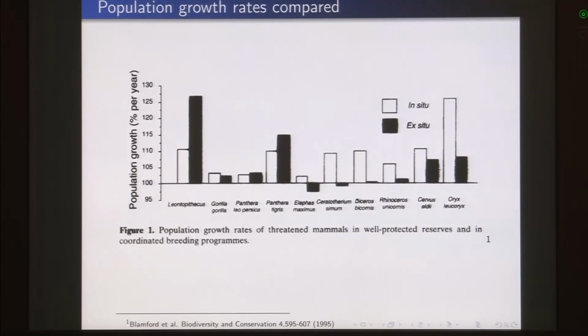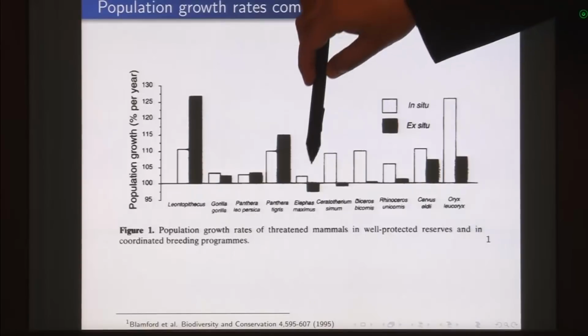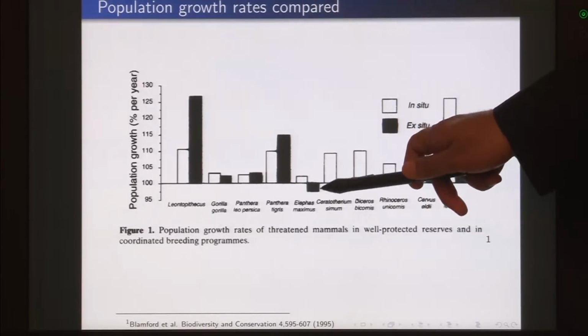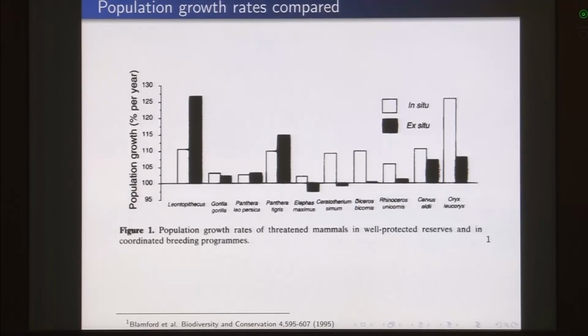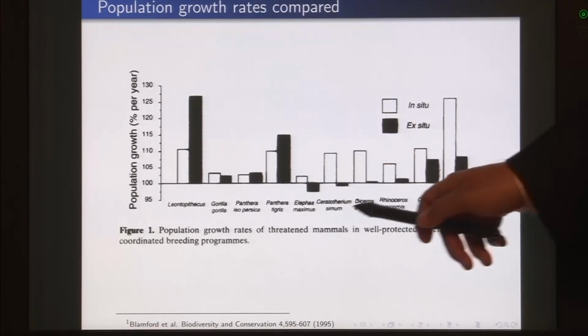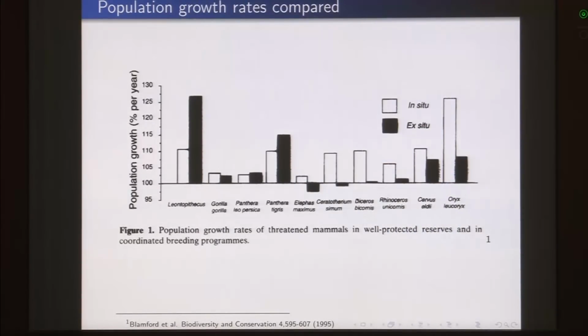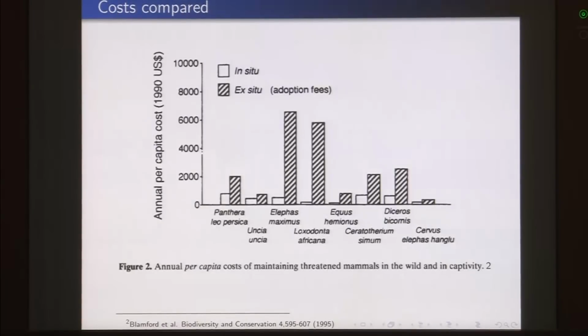Now in some of the other species such as elephants, we are observing that the population growth actually becomes less than our benchmark, that is the 100%. So in these cases it is also possible that when you are bringing an animal into captivity, the population just does not grow.